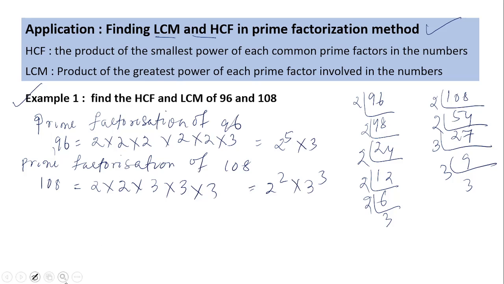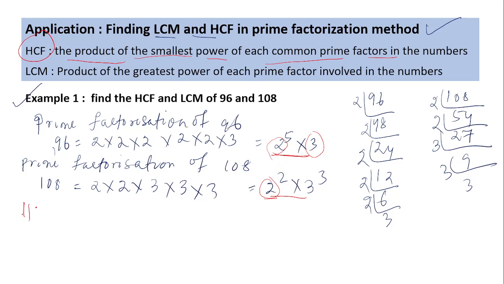Then move to the definition. What is HCF? The product of the smallest power of each common factor in the numbers. That means the factors must belong to both of these prime factorizations. Suppose 2 exists here and 3 exists here. But if 3 doesn't exist in one of them, then 3 is not a common factor. So we need to first ensure that the factors are present in the prime factorization of both these numbers.